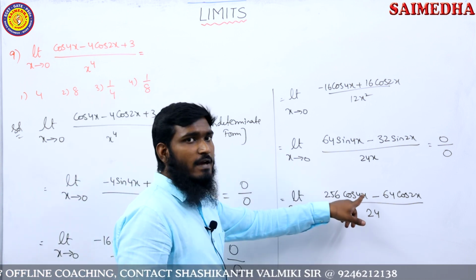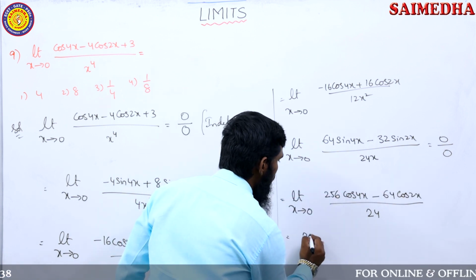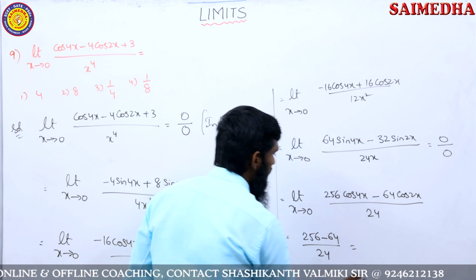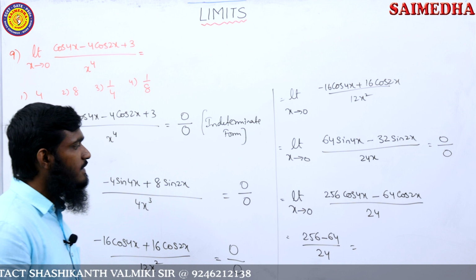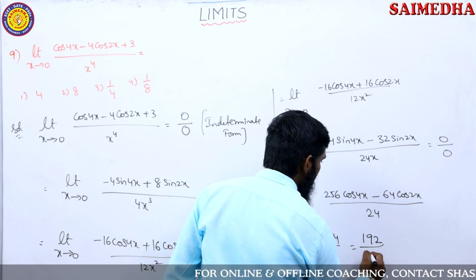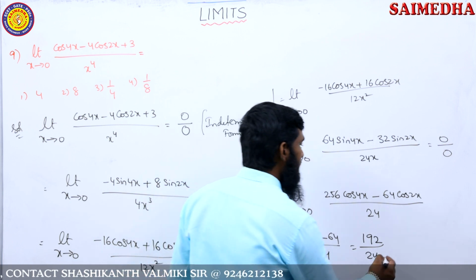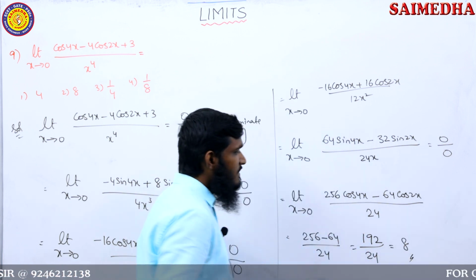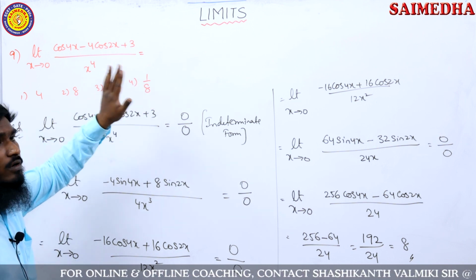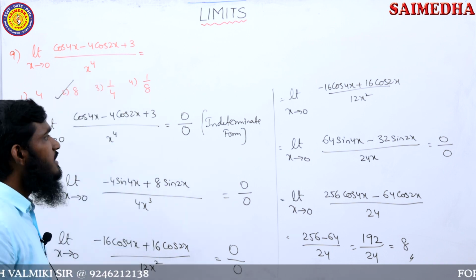So if you are substituting the x value, cos 0 is 1, again cos 0 is 1, so this is equal to 256 minus 64 divided by 24. If you are subtracting these numbers, we'll get 192 divided by 24. Dividing 192 by 24, we get the answer, which is equal to 8. The options given over here are 4, 8, 1 by 4 and 1 by 8. So according to our answer, let us go with option 2, which is 8.